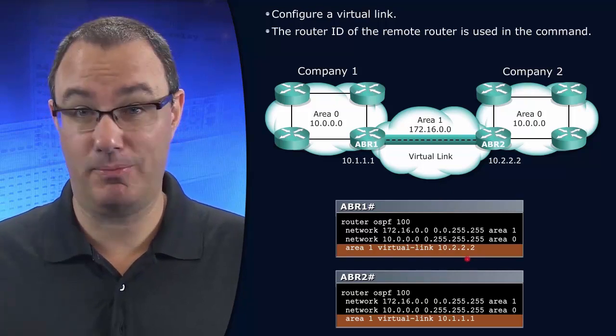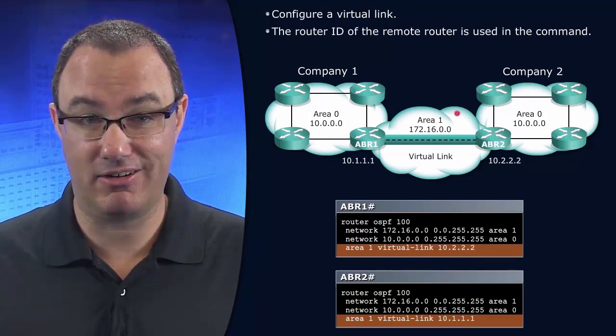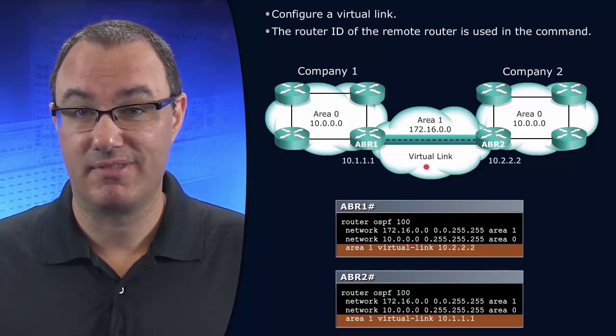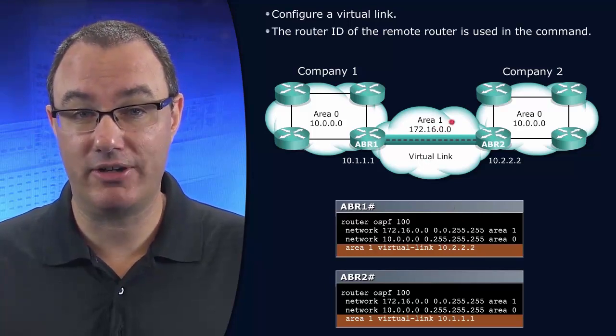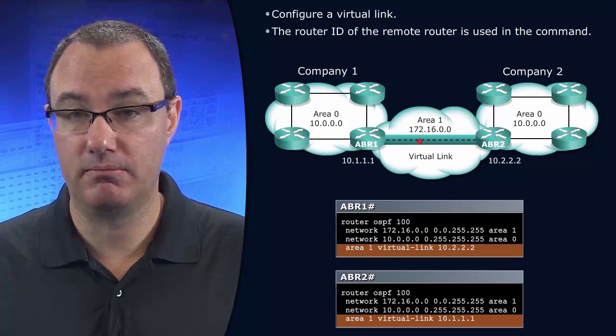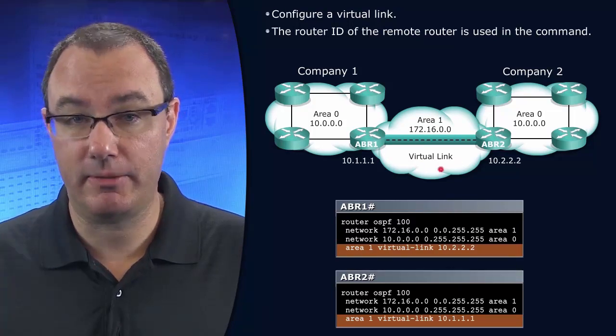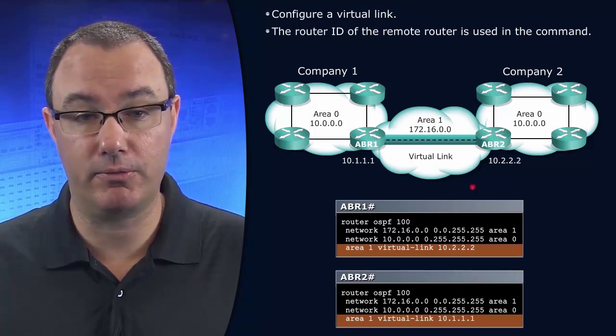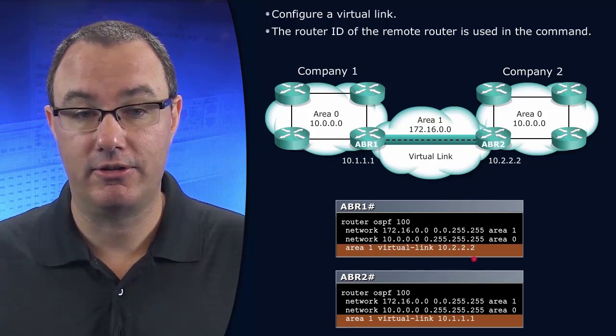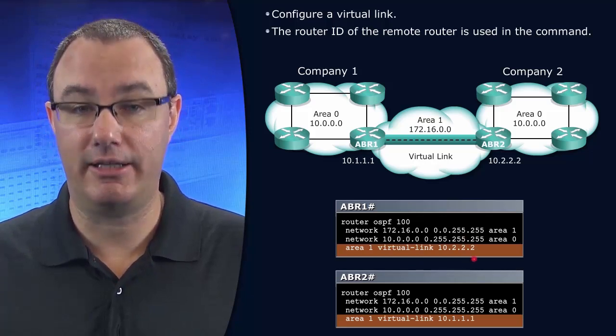And it has the ability to do that because it's got all of the information about the transit area, looks at the OSPF link state database, runs Dijkstra's shortest path first algorithm, says, how do I get to that router ID?